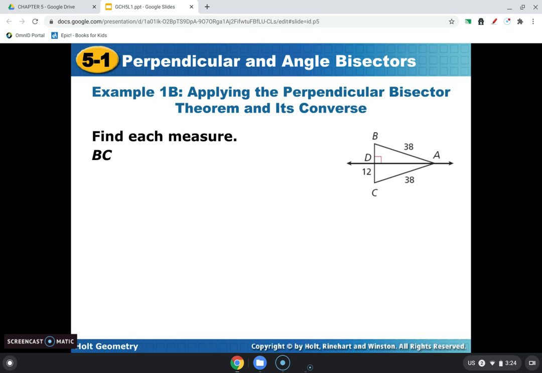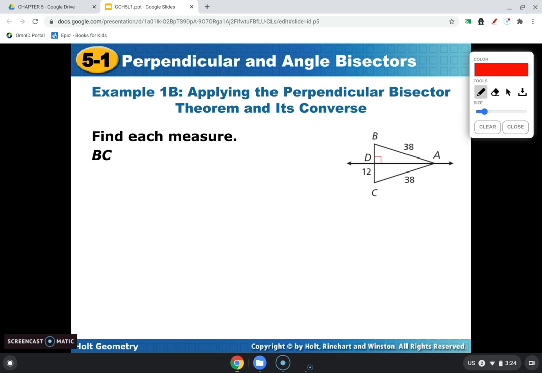BC, well, we can see that these two are the same. So that would mean that AD would have to be the perpendicular bisector. So if DC is 12, then BD would also have to be 12. So BC would be 24.